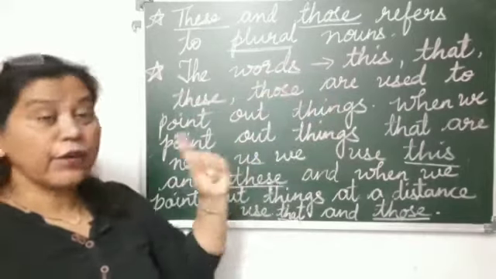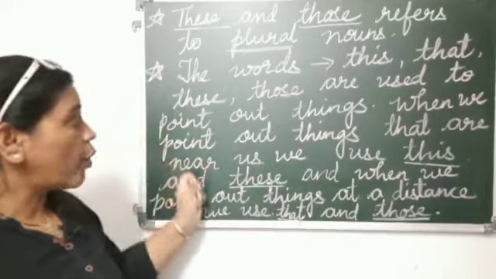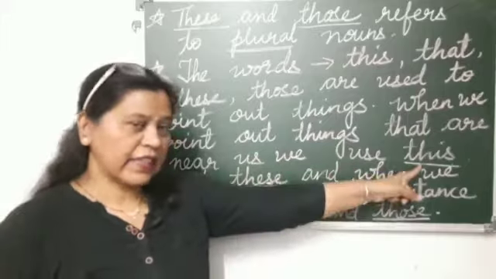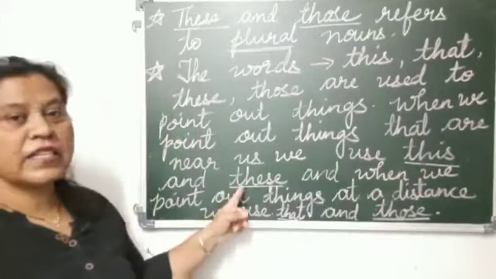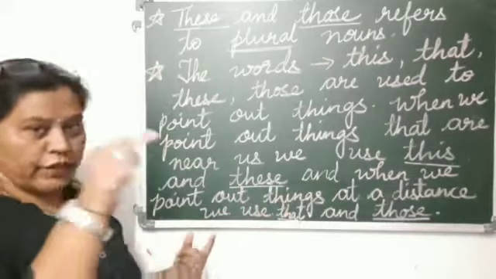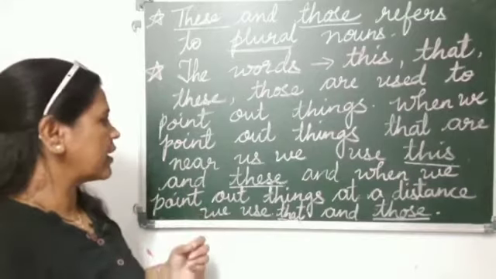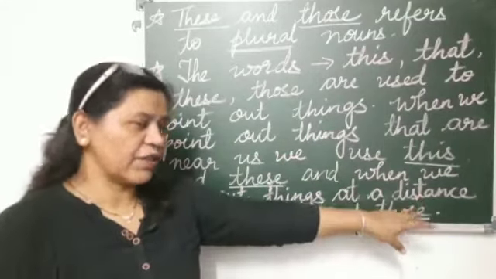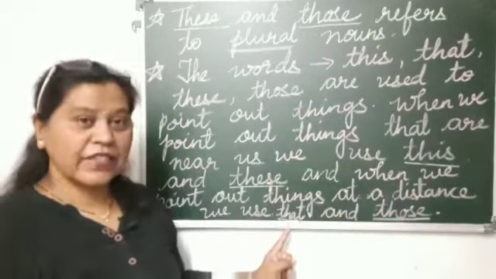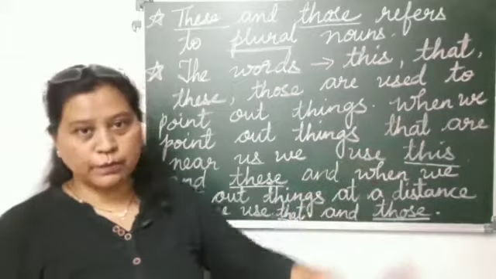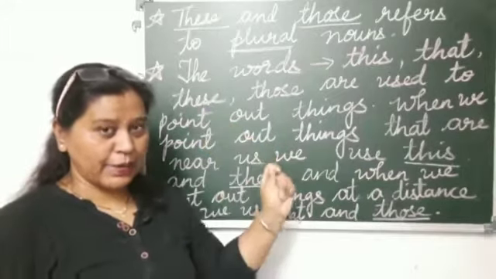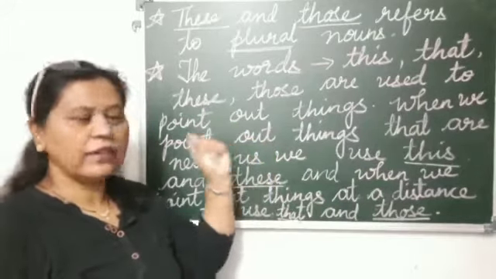So the words this, that, these and those are used to point out things, only things. When we point out things that are near, what do we use? "This" for singular and "these" for plural form, which are near to us. And when we want to point out certain things which are at a distance, far away from us, we use "that" for a singular noun and "those" for the plural noun.